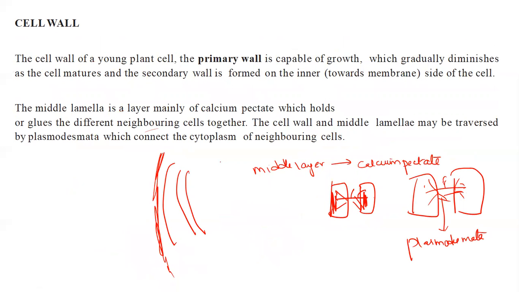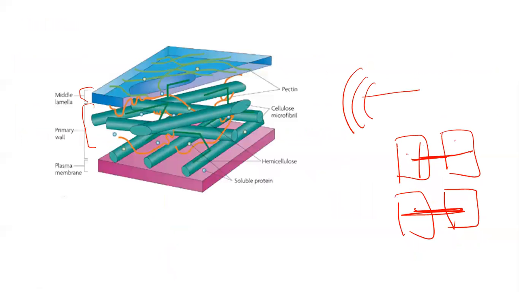All right. Now there are the primary cell wall and the secondary cell wall. First, the primary cell wall forms and matures, and then the secondary cell wall is formed. And then you have a middle layer, the middle lamella, which mainly has calcium pectate. What it does is help in gluing the neighboring cells together. There might be branching where you can see transverse lines. They are nothing but plasmodesmata, which connect the cytoplasm of the neighboring cells.